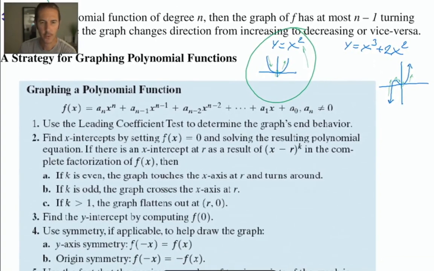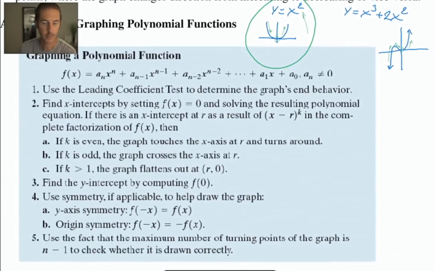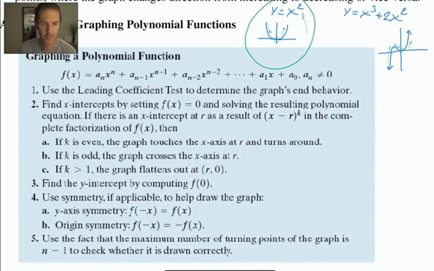A strategy for graphing polynomial functions. We've done all of these things, I'm pretty sure, except for symmetry. So number 1 says, do the leading coefficient test to determine the end behavior. So generally speaking, that tells you what direction that we're going to go.